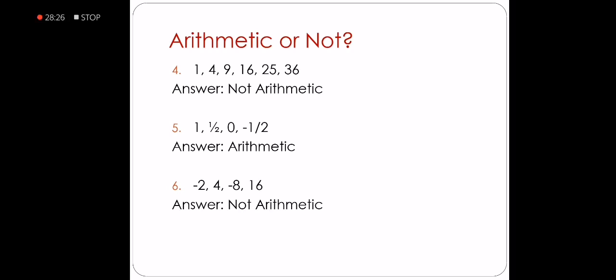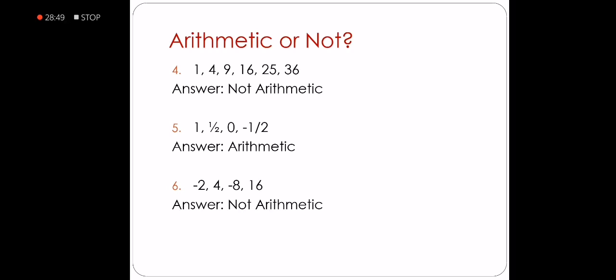In number 5, 1, 1/2, 0, negative 1/2. So, this is an arithmetic sequence. How come? We have negative 1/2 minus 0 is negative 1/2, 0 minus 1/2 is negative 1/2, and 1/2 minus 1 is negative 1/2. So, ang common difference natin ay negative 1/2.